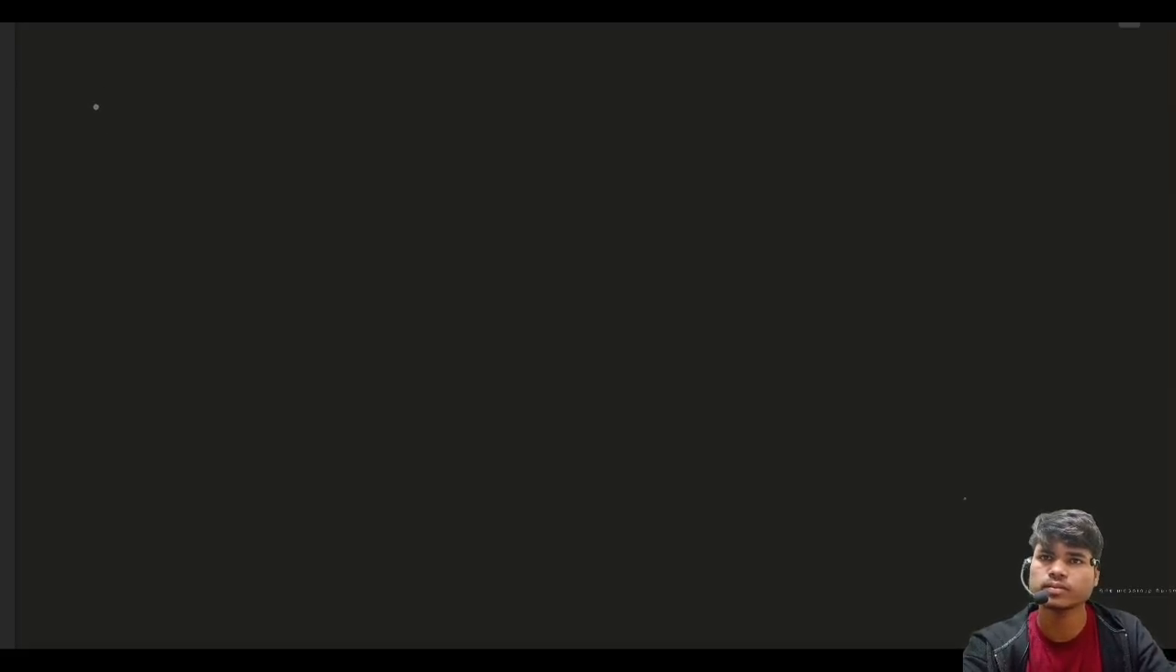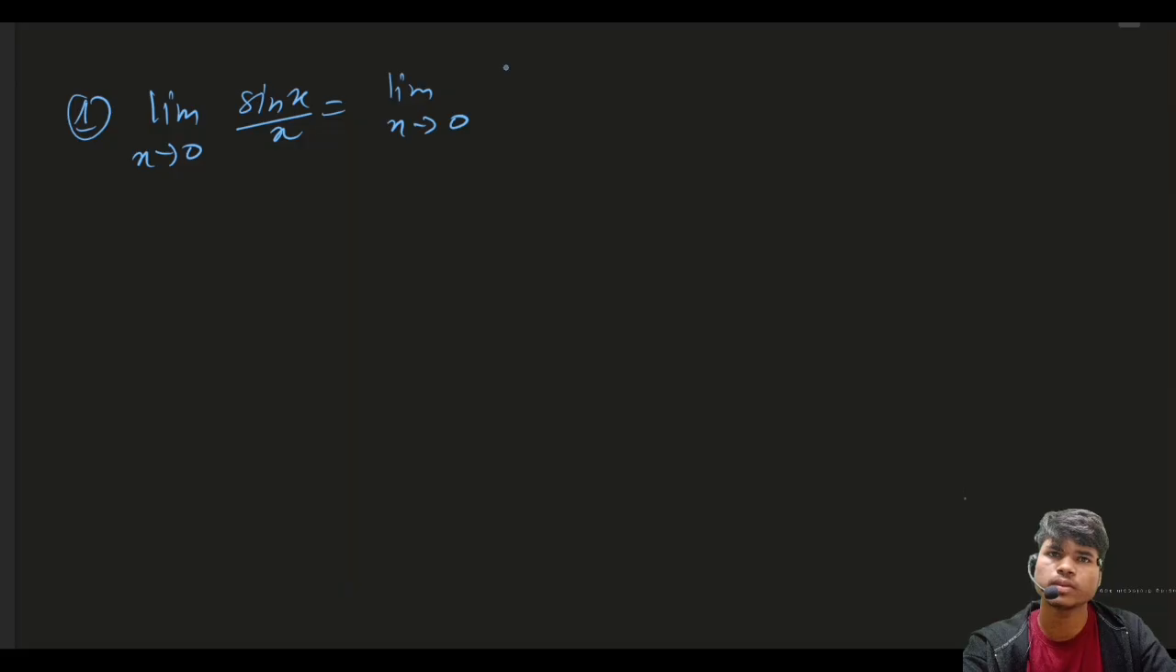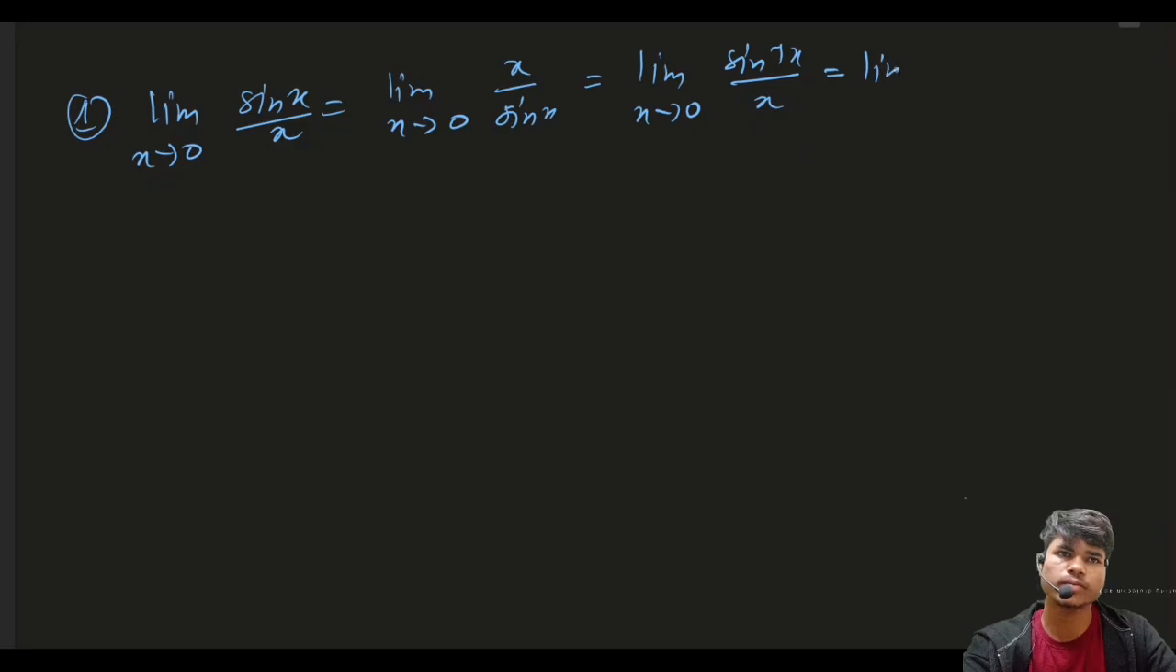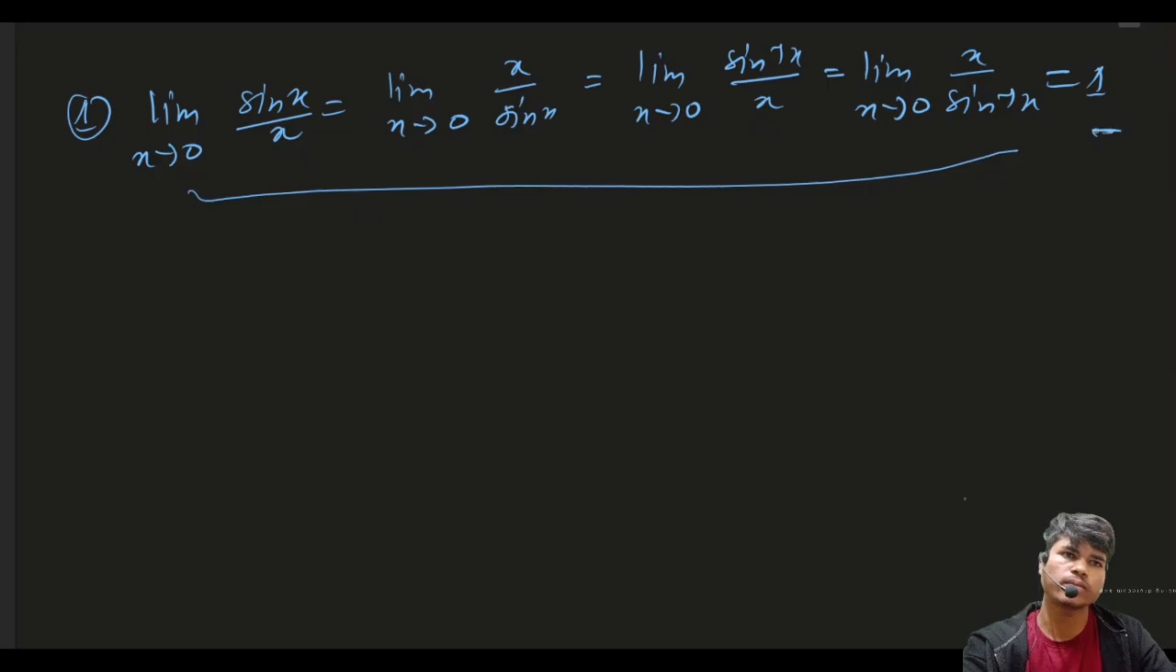First, limit x tends to 0 sin x divided by x equals limit x tends to 0 x divided by sin x equals limit x tends to 0 sin inverse x divided by x equals limit x tends to 0 x divided by sin inverse x equals 1. All these limits will be equal to 1.